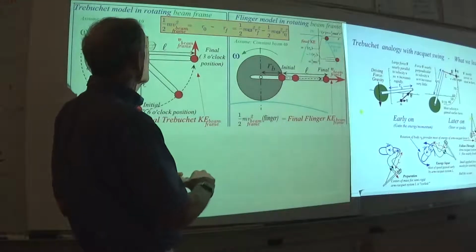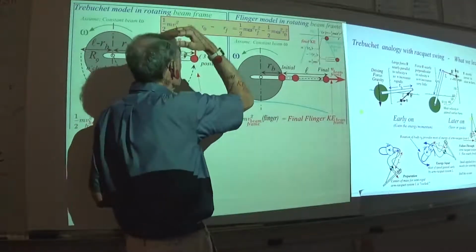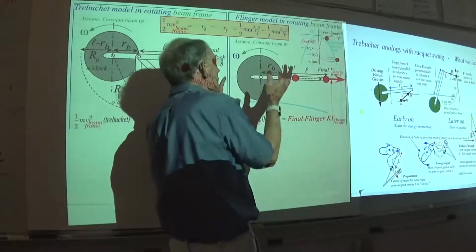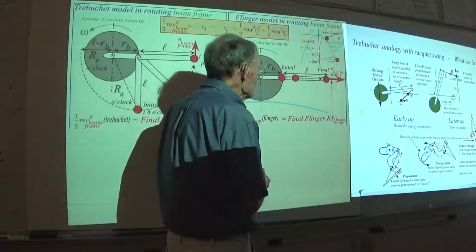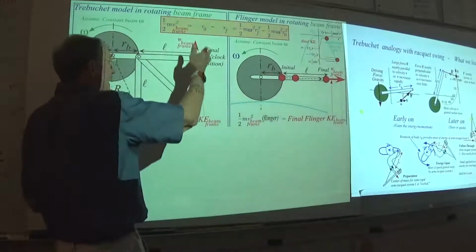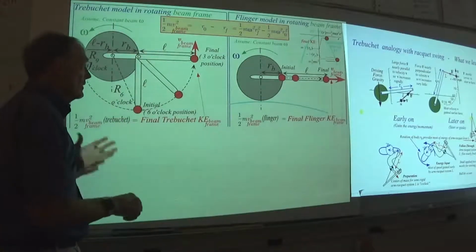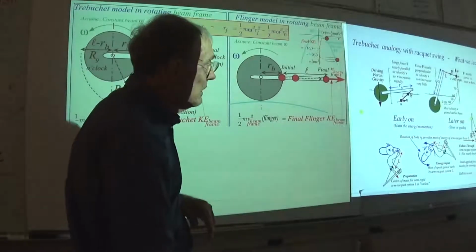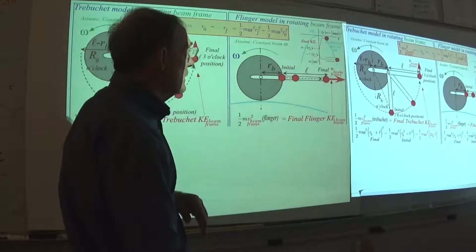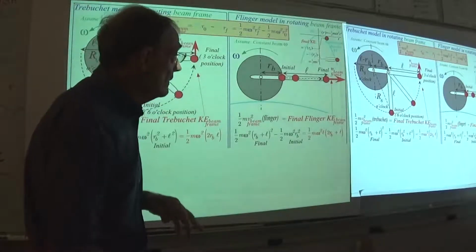So basically we're going to be looking at the kinetic energy. This is in the beam frame, with this thing rotating always at a constant omega, and doing either a flinging or a trebuchet. This is the trebuchet comparison. Okay, so the idea is to see, how do these match up? How much energy do you get in? And this one has a final here.